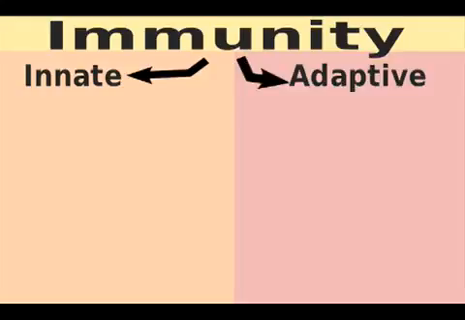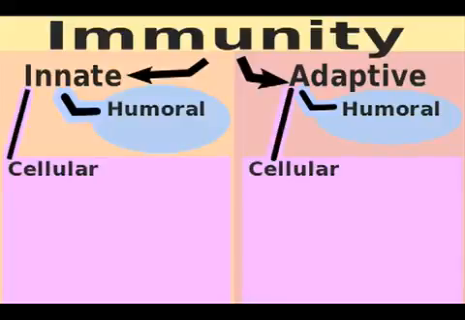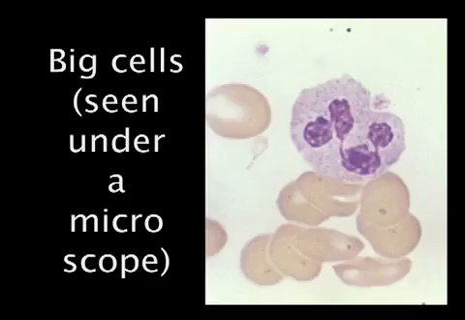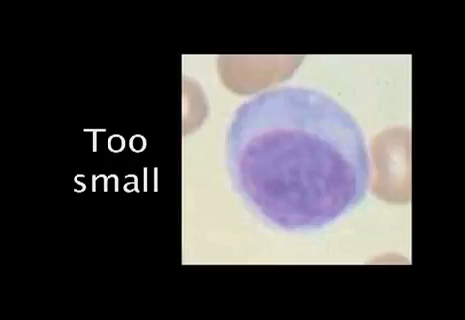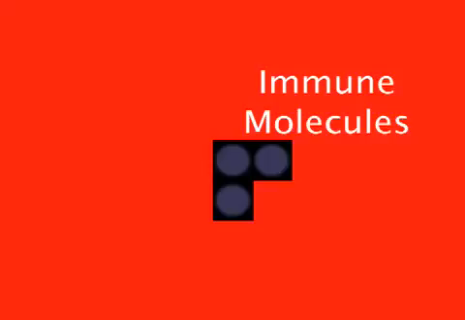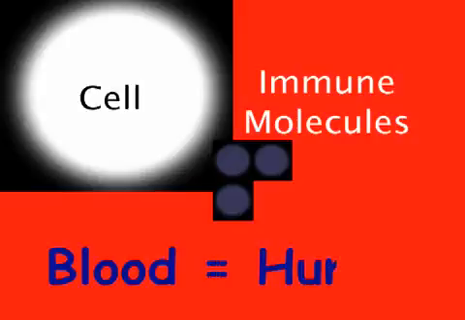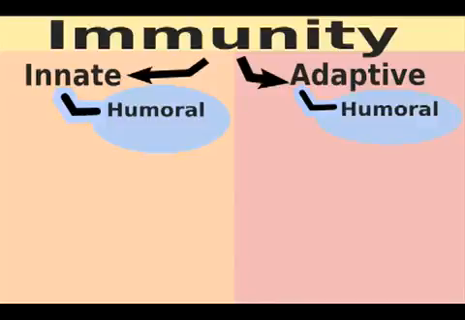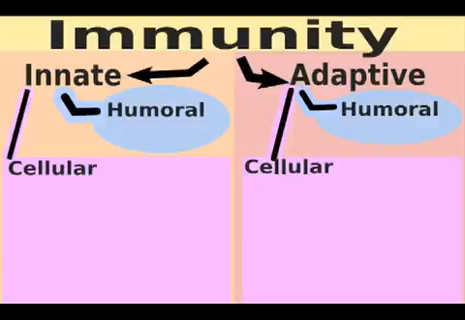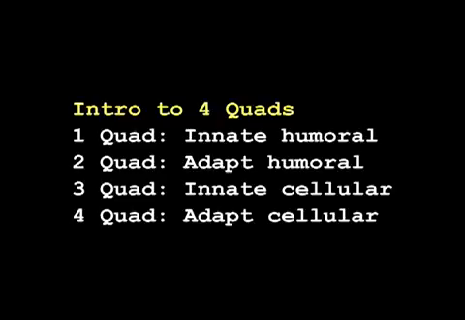Both innate and adaptive immunity consist of humoral and cellular components. The cellular component involves big cells you can see under a microscope. Too small to be easily seen under a microscope are the individual proteins that are inside cells and can get released to fight infection. These immune molecules float outside the cell in your body's fluids or humors. So, this dreaded diagram really has 4 quadrants: innate humoral, adaptive humoral, innate cellular, and adaptive cellular. Let's look at each quadrant in turn.